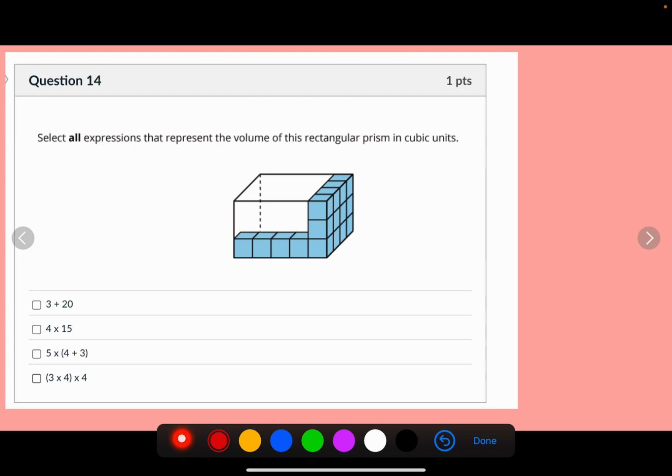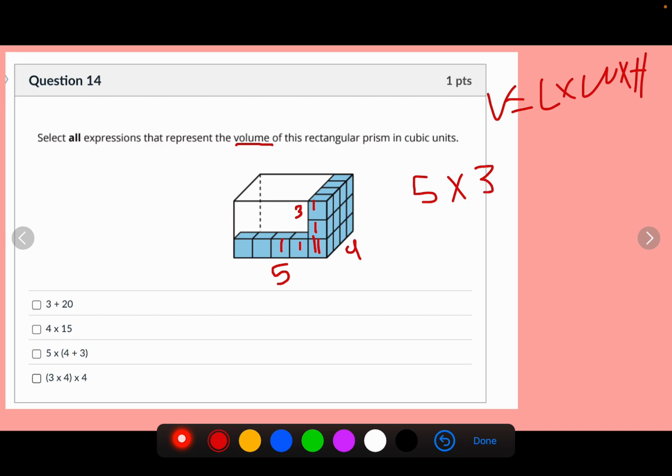Question 14. Select all expressions that represent the volume of this rectangular prism in cubic units. All right, we know volume equals, or you should know by now for sure, length times width times height. Well, they give us our length 1, 2, 3, 4, 5. Our width 1, 2, 3. And then back 1, 2, 3, 4. So if we wrote this, it would be 5 times 3 times 4.